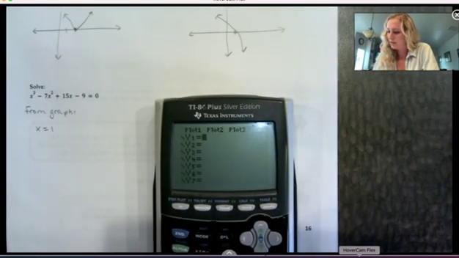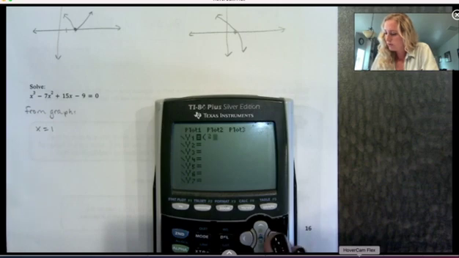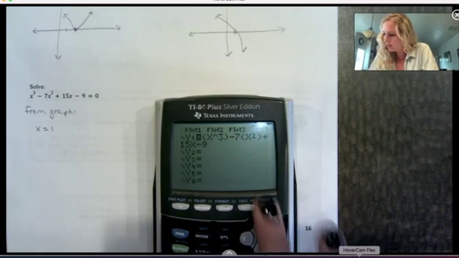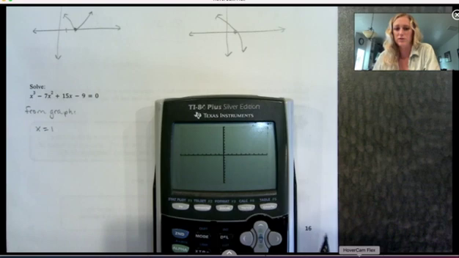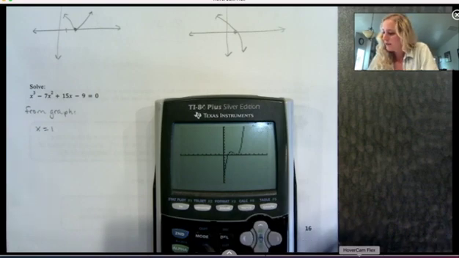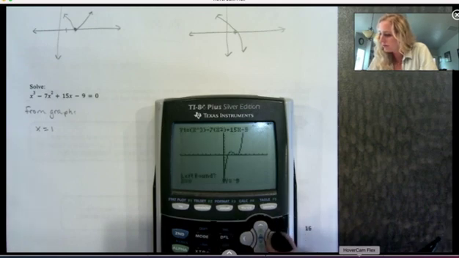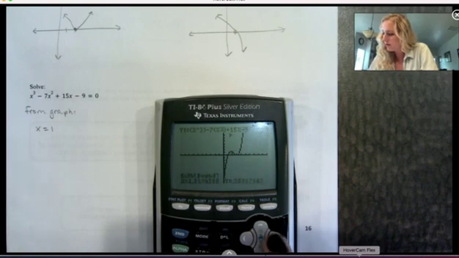So x cubed minus 7x squared plus 15x minus 9, graph. All right, so we already know 1 is a 0, so let's try the 3 again. All right, so let's go second, calc, 0, left bound, and right bound.